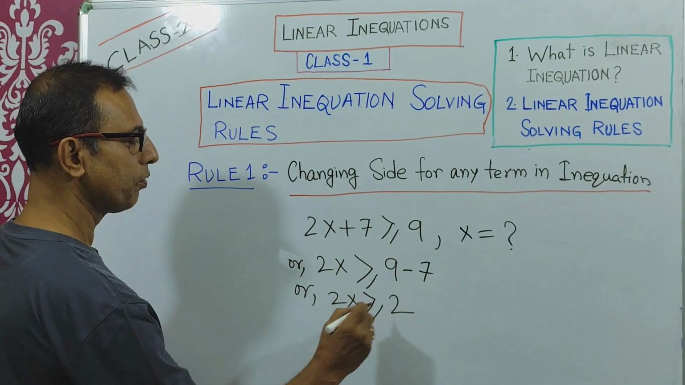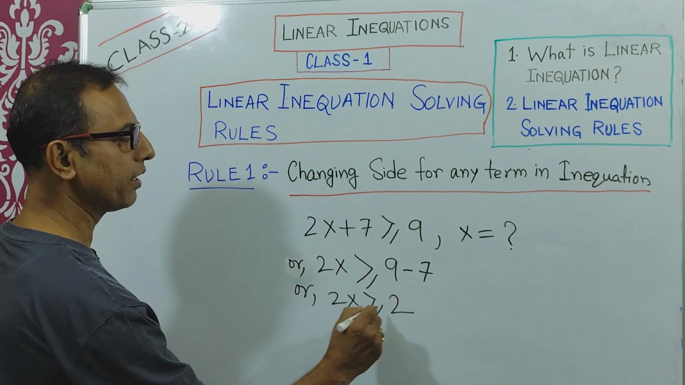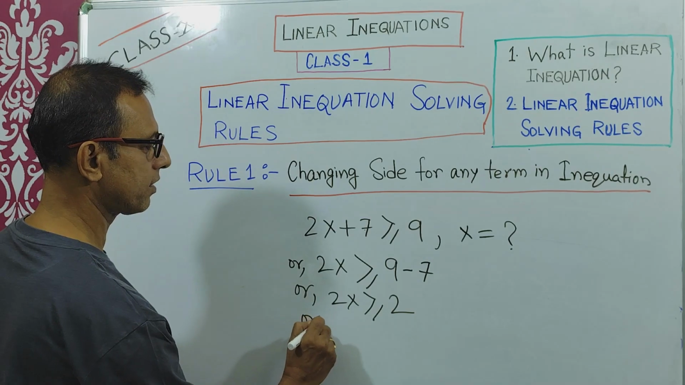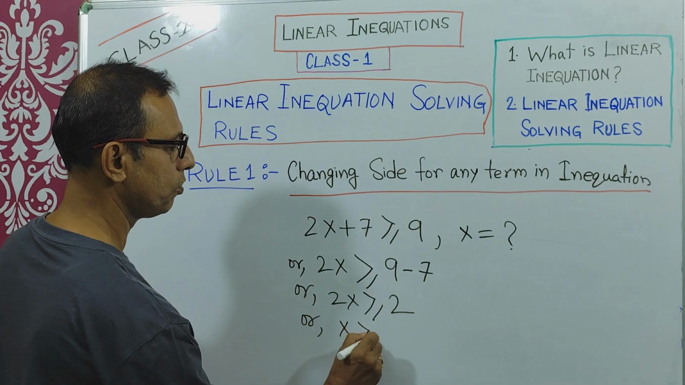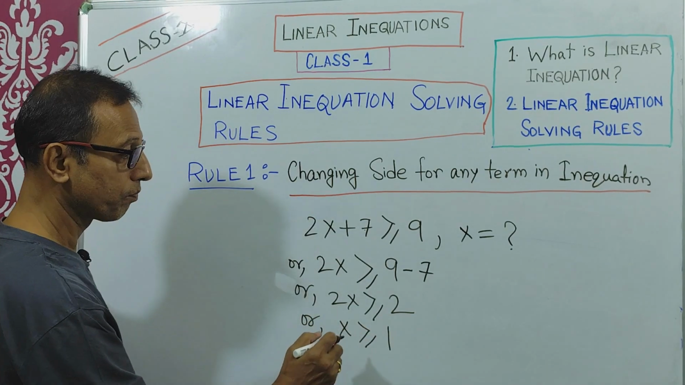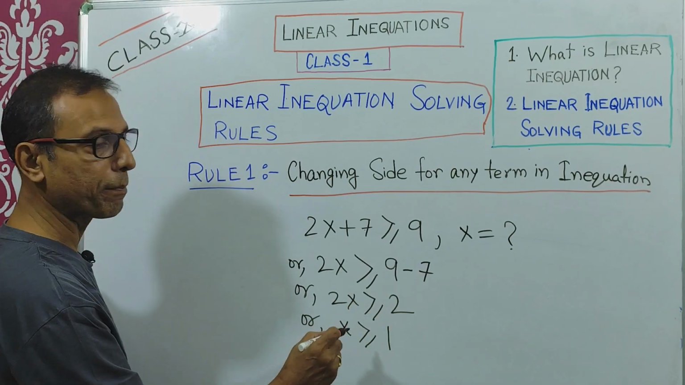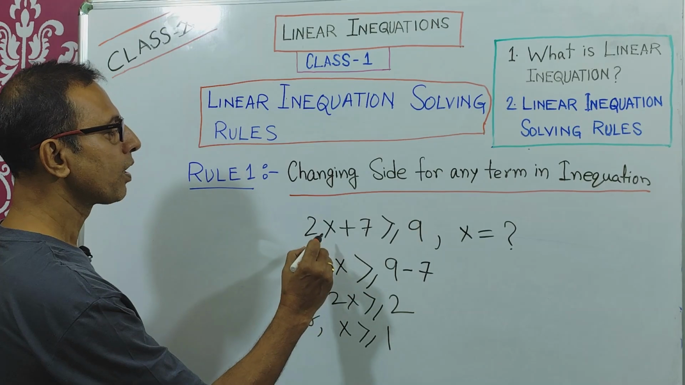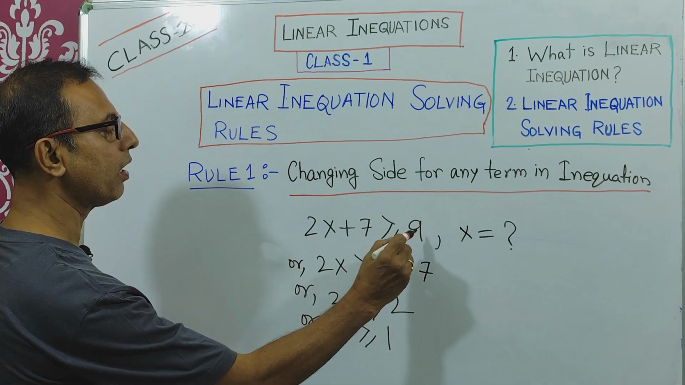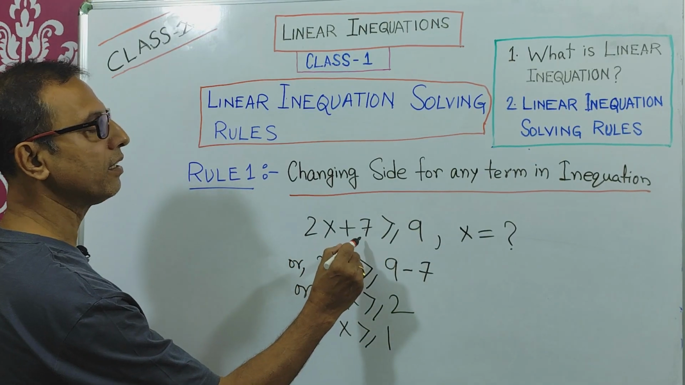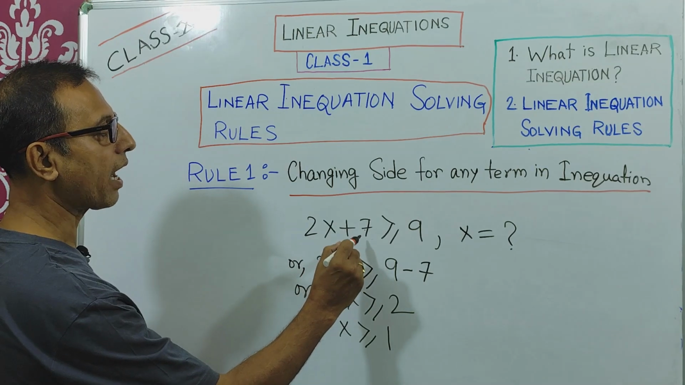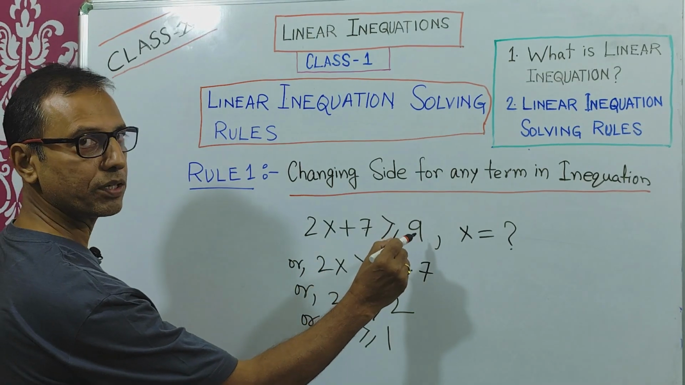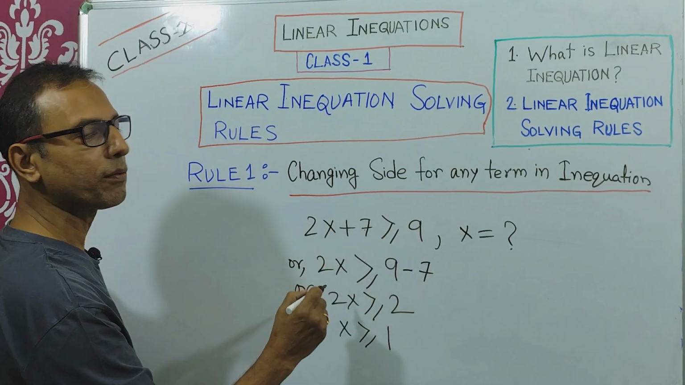And from there you divide both sides by 2. So x is greater than or equal to 1. This is also another rule: when you divide both sides by the same positive number, there is another rule. I will come to that. So here what you have learned is that if you change the side of any term in an inequation, then the sign of that term also gets changed.